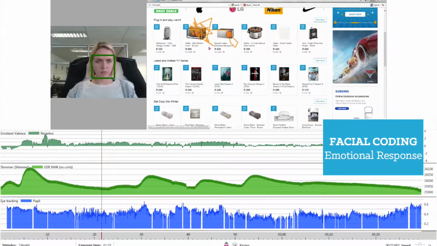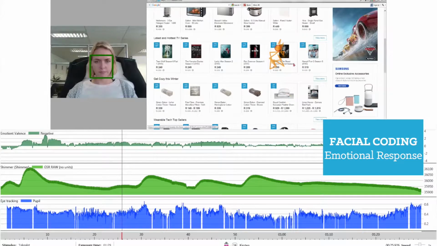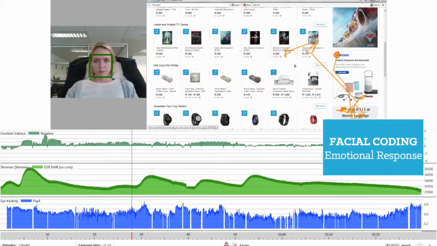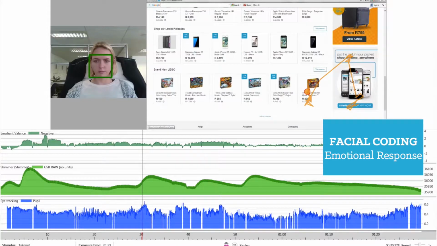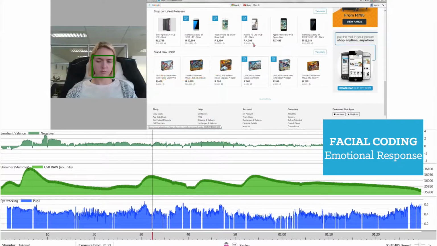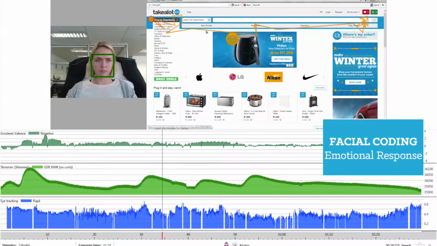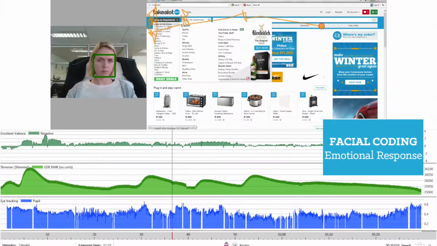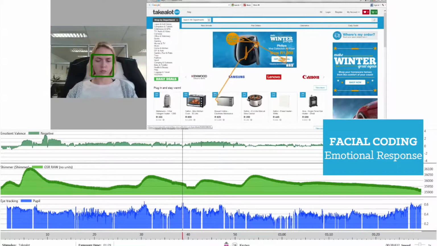Facial coding software identifies the 6 basic facial expressions of happiness, sadness, fear, anger, surprise, and disgust, and captures the emotional journey of your consumer on a second-by-second basis. In this example, the green graph indicates negative valence, an aggregate measure of all negative emotions that have been experienced.